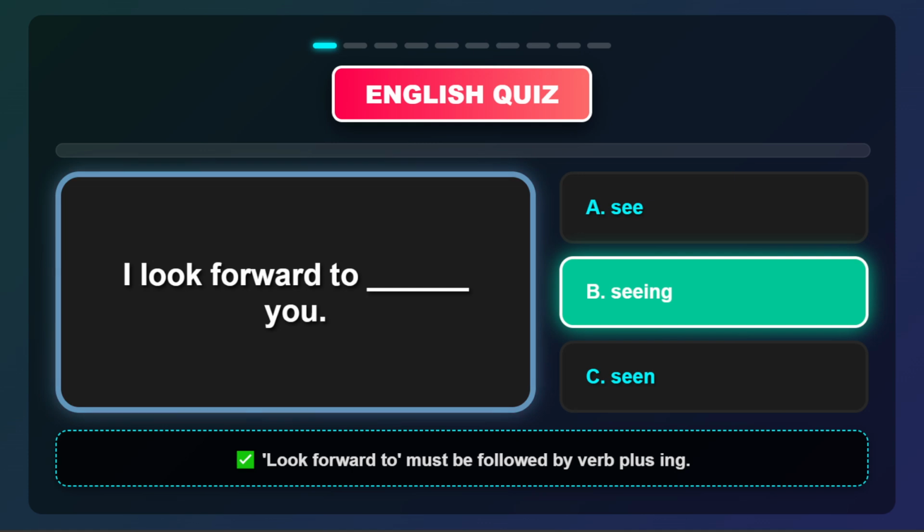The correct answer is B. Seeing. Look forward to must be followed by verb plus ing.